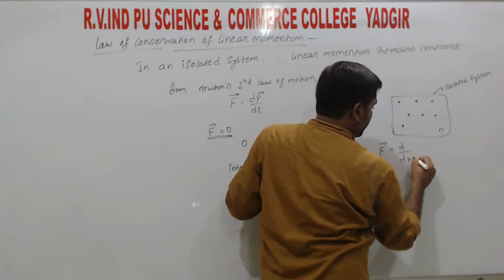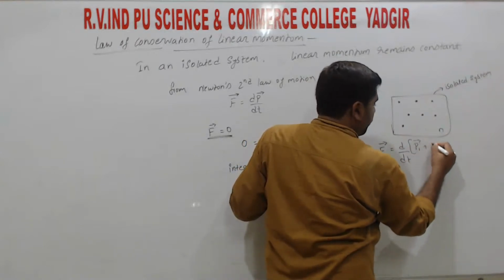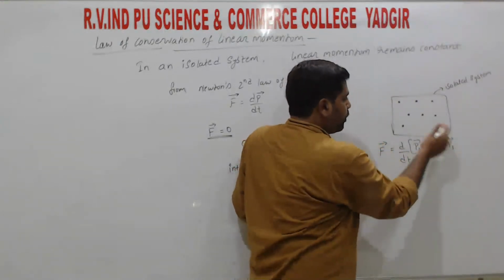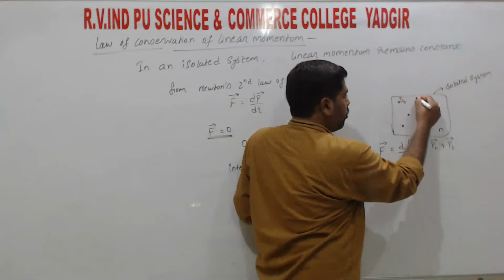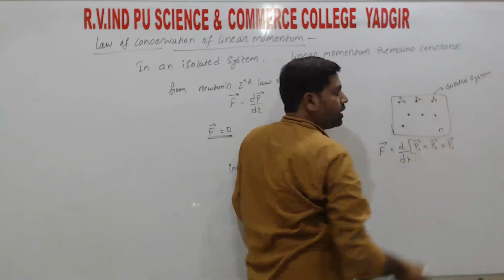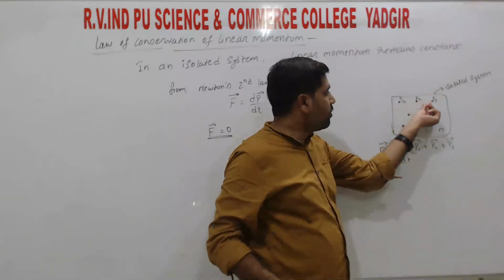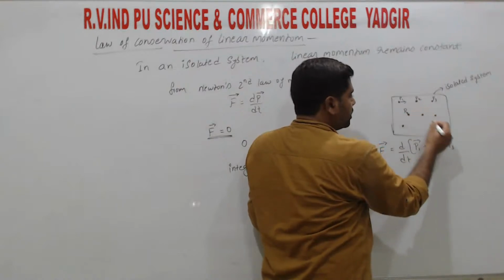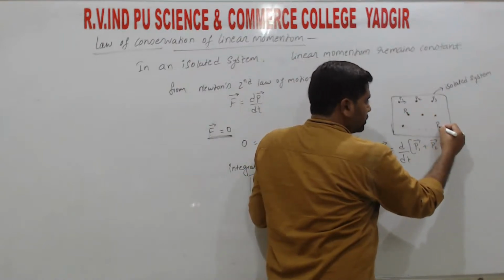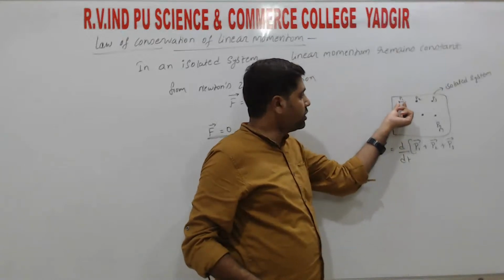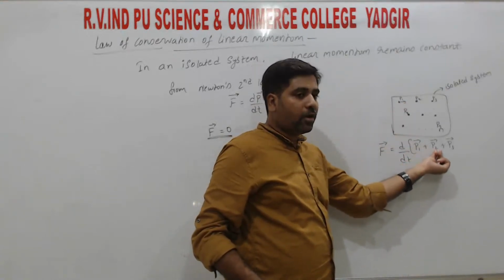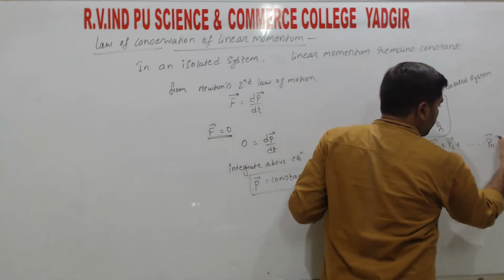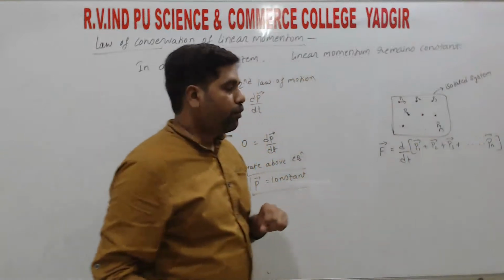F is equal to d by dt of P1 plus P2 plus P3. So P1, P2, P3 represent the individual linear momenta, because each and every object has a mass and some velocity. So this indicates that all the objects have velocity and mass, right? Each object has momentum, which we denote as P1 plus P2 plus P3, and if it consists of n number of objects, up to Pn.